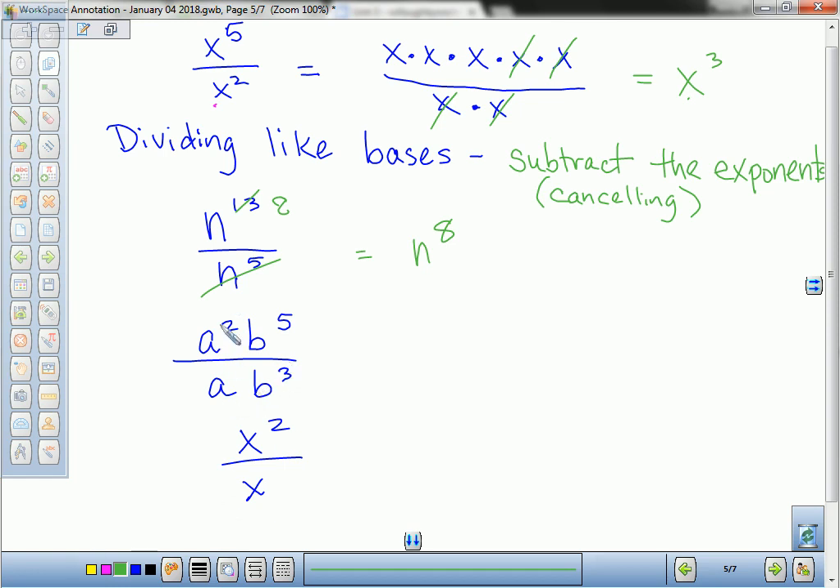Okay, so we can think of it as subtraction or as canceling. If we subtracted, what is 2 minus 1? 1. What is 5 minus 3? 2. Or my favorite method, 1 of these cancels with 1 of those. 3 of those cancels with 3 of those.